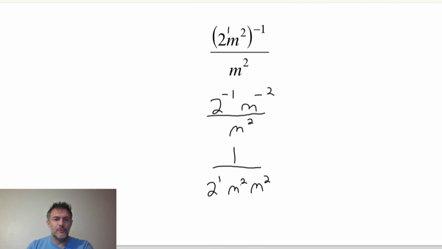The last step would be to combine these 2 variables by adding their exponents. So now I have 1 over 2. I no longer need that 1. You don't want to keep an exponent of 1 in a final answer. It's not really good practice. M to the 4th power. The final answer is 1 over 2 times m to the 4th power.